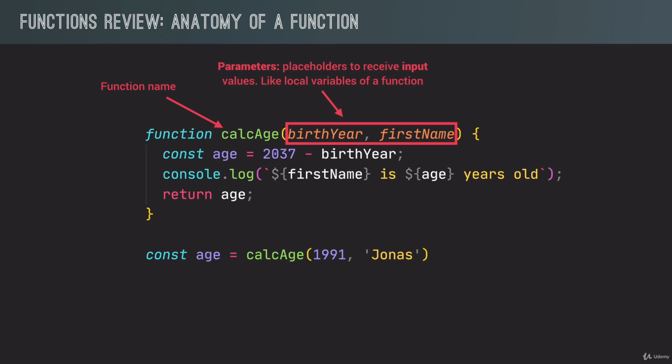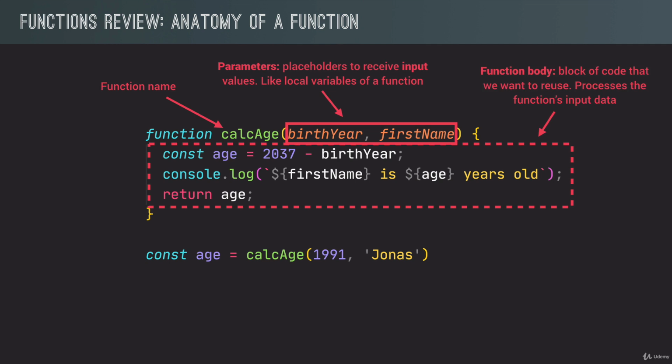Now, as you also already know, we use functions to reuse pieces of code. And these pieces of code are inside the function body. So this is where the function's input data is usually processed and then returned. And speaking of the return, by the end of the function, we usually have a return statement, which we use to output a value from the function. And also, as I mentioned a little bit earlier, the return statement also immediately terminates the function's execution. We also say that the function returns.